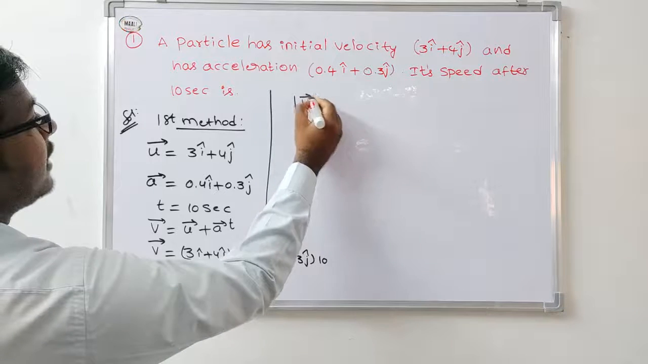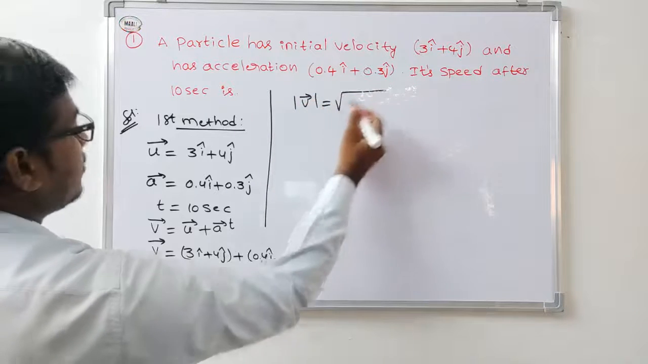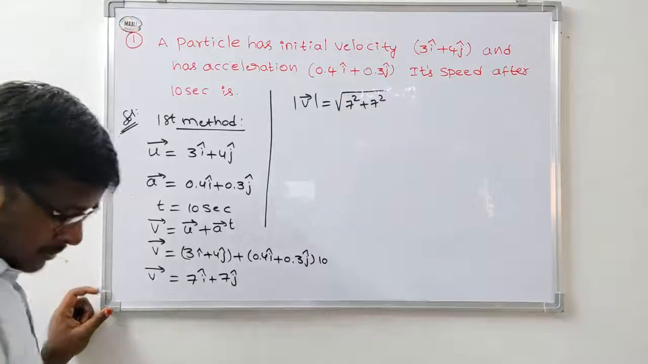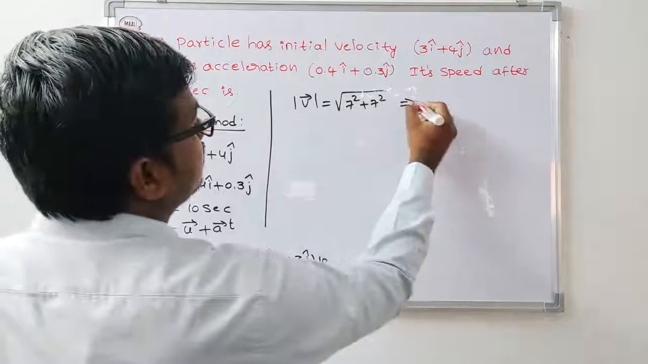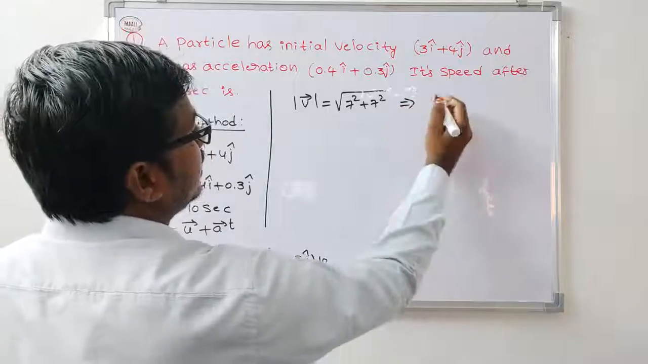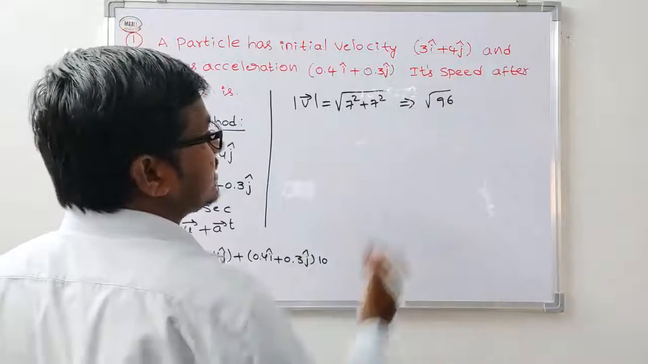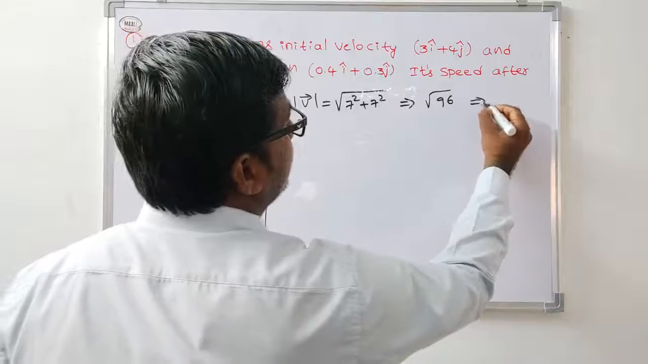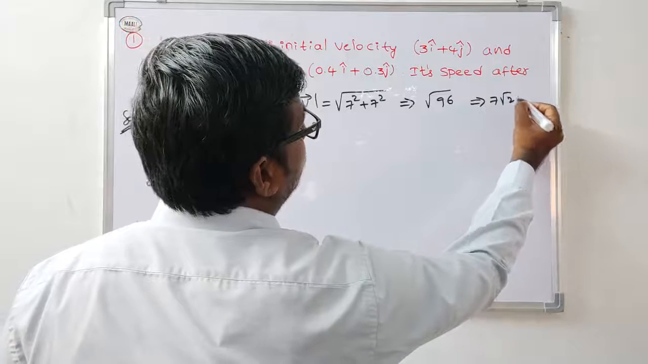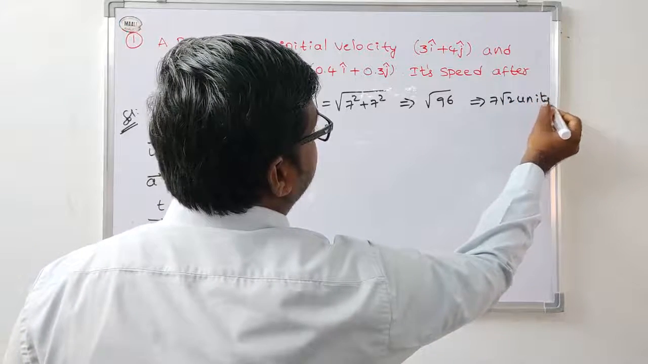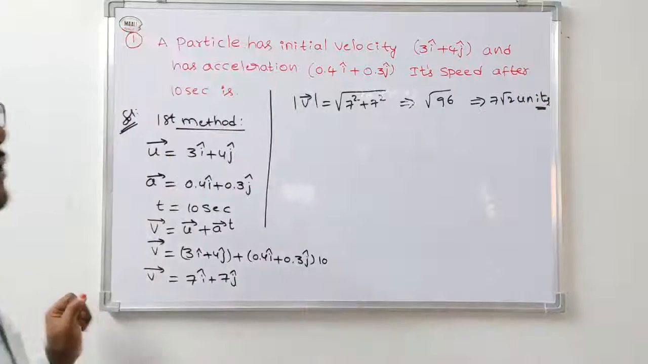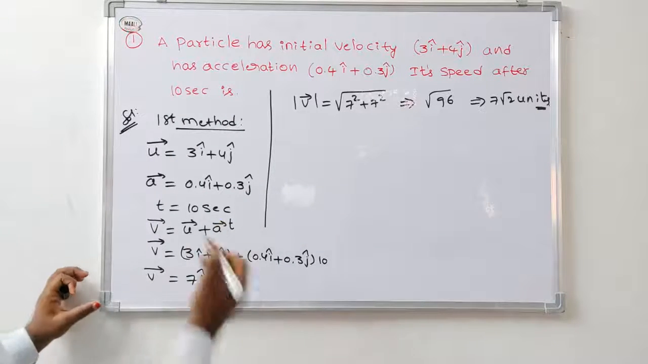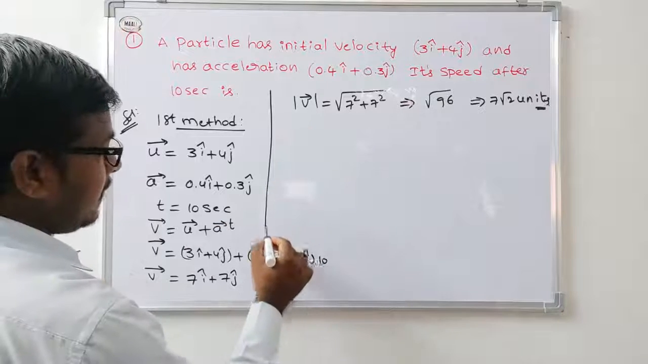The magnitude of velocity is equal to the square root of 7 square plus 7 square, that is equal to the square root of 49 plus 49, so 98. 98 is written as 49 into 2, so 7 root 2 units. This is the first method. It's a very important concept.